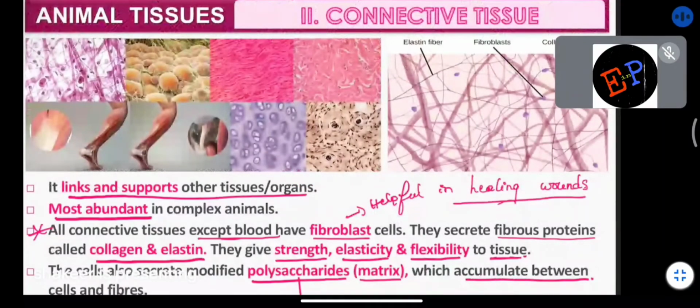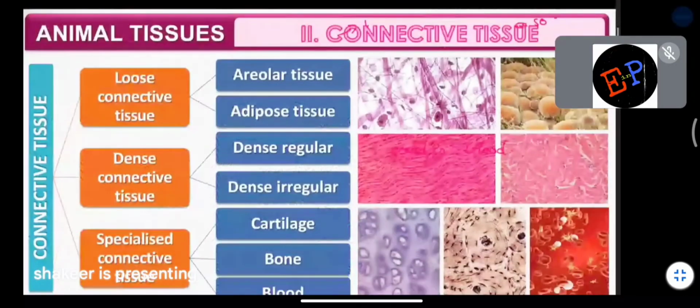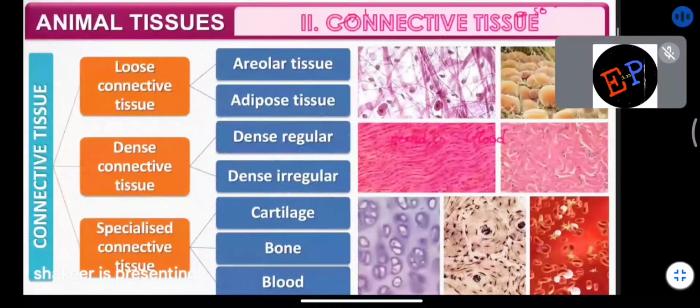Okay. So they produce fibroblast cells, and fibroblast cells, what will they do? They will produce collagen and elastin, which is responsible for providing mechanical strength and flexibility to the tissues, and they also produce polysaccharides which function as intercellular matrix. Understood? That's it. So next, these connective tissues, again we can divide them into three types.